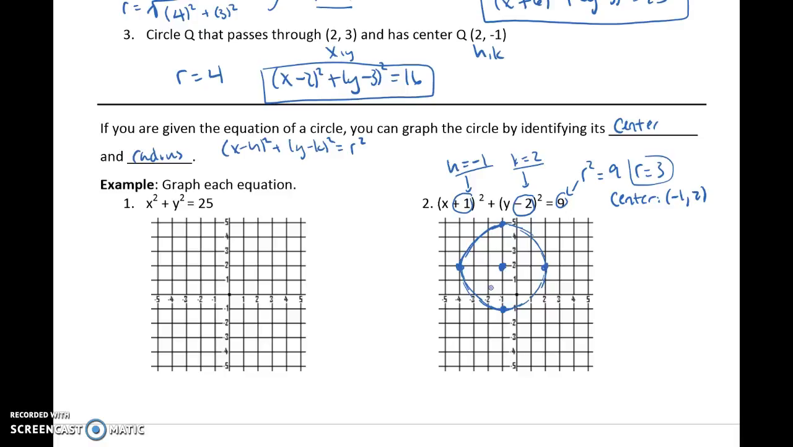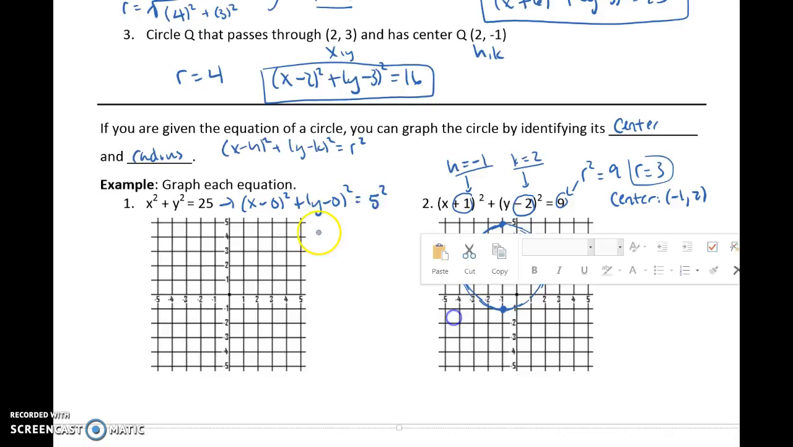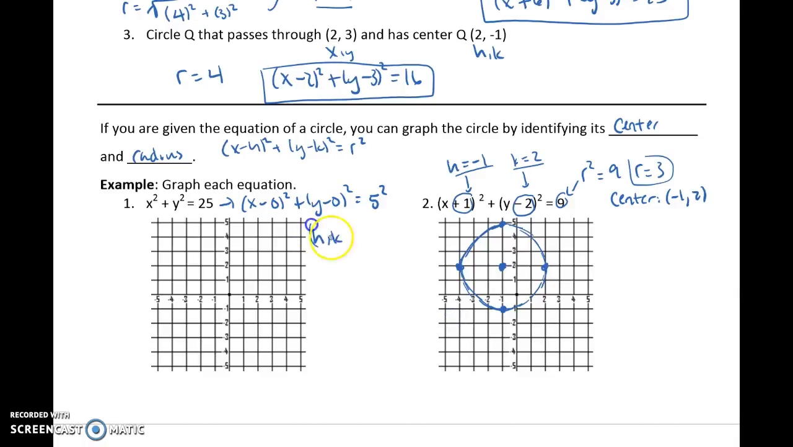Okay? Last thing, number 1, when you don't have numbers next to x and y, you might think, oh my gosh, what is that going to be? Remember, don't forget about placeholders. This is the same thing as x minus 0 squared plus y minus 0 squared equals r squared, which is 5 to the second power. So here your h and k, your center, is going to be 0, 0, and radius is 5.